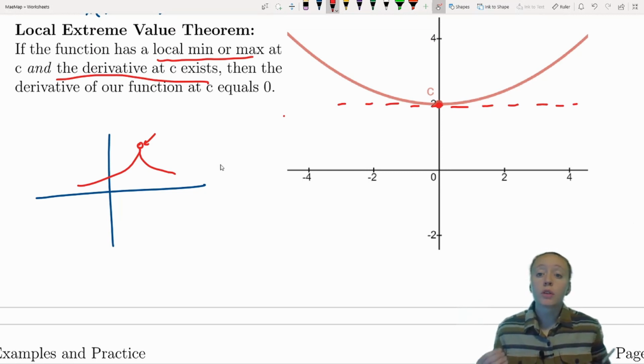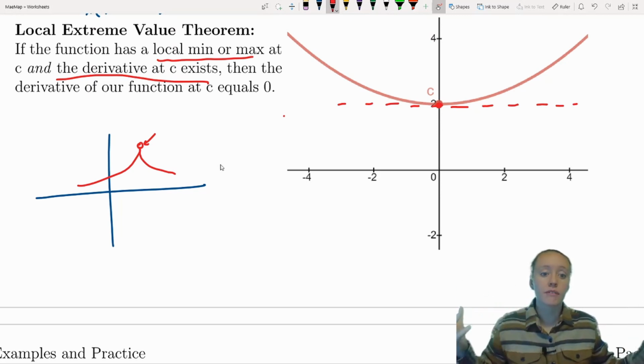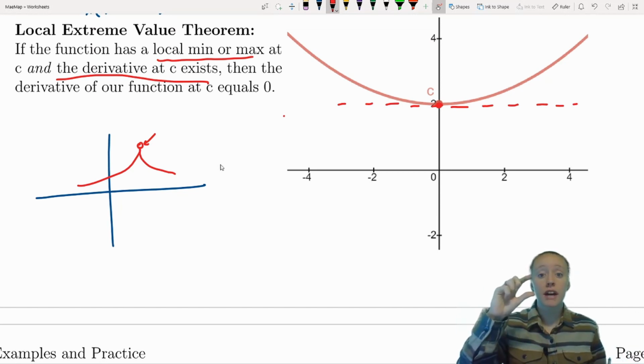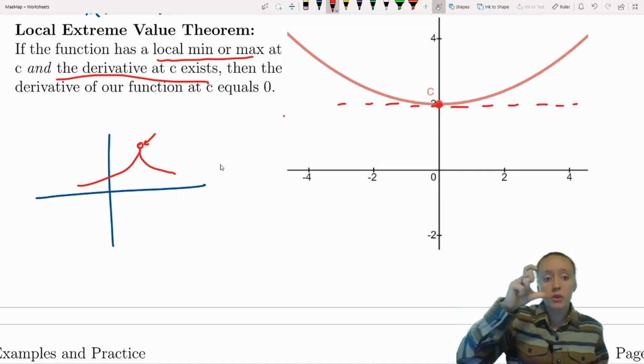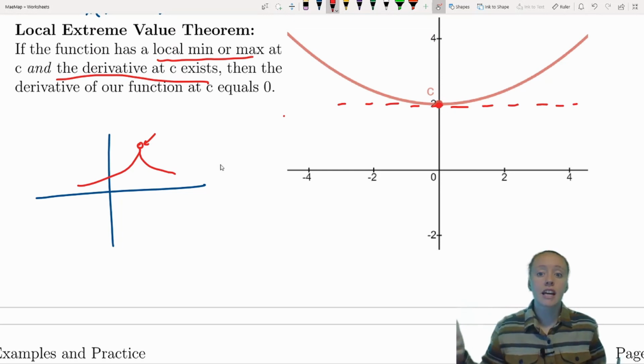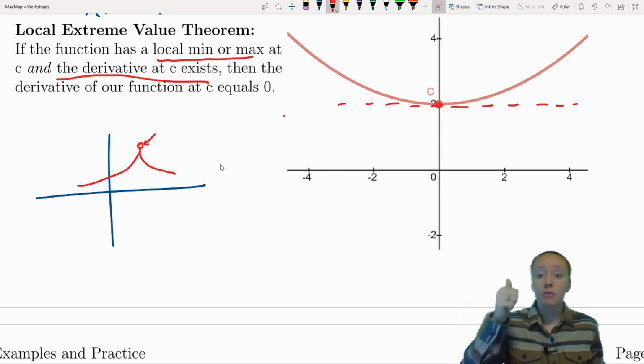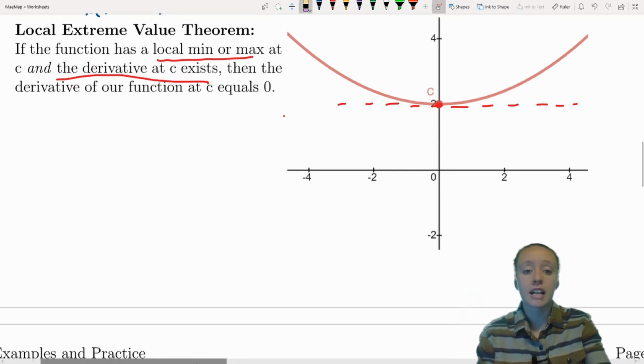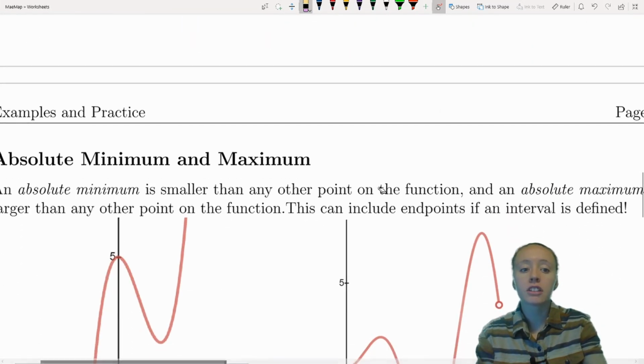So in order for the local extreme value theorem to apply, we have to have a local min or max and the derivative has to exist. If both of those are the case, then we know that the derivative is 0 at that point. If one of those fails, either we have a local min and the derivative doesn't exist, or the derivative exists and we don't have a local min or max, then we can't necessarily say that the derivative equals 0. However, if we have a local min or max and the derivative exists, then we can definitely say that derivative equals 0.